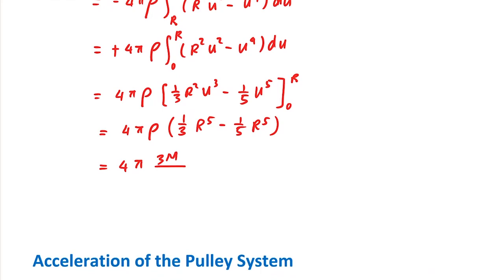3m over 4 pi r cubed. Are you done? What do you have? 2/5 r to the fifth power. Do you see it yet? 2/15. Do you see it yet?